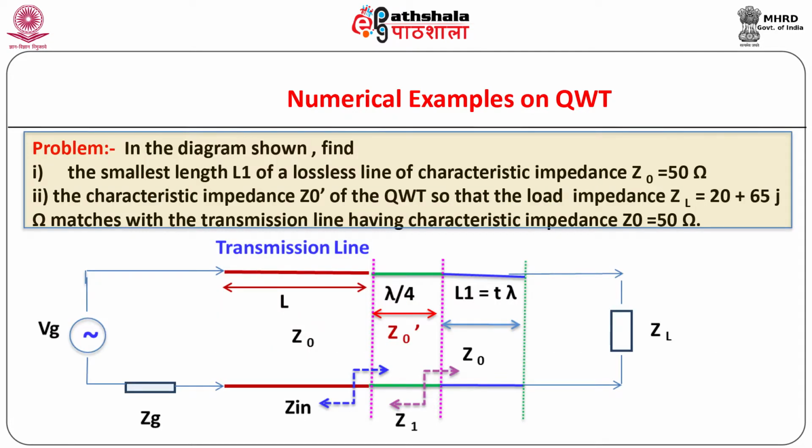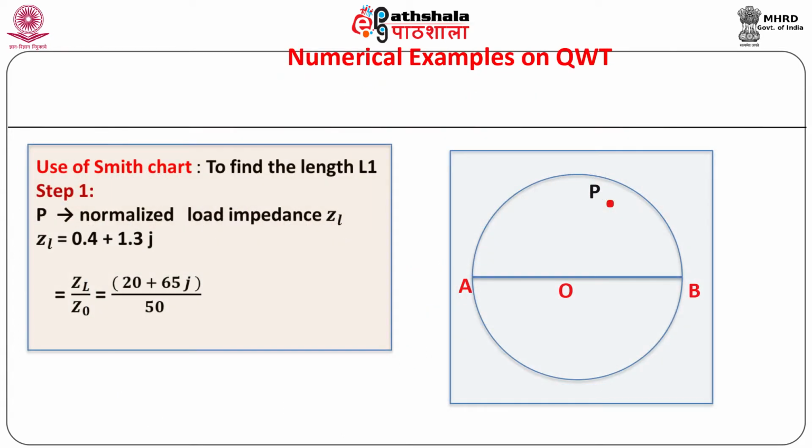Let us see one example so as to have better understanding of this technique. The problem is as shown. In the diagram, we have to find the smallest length L1 of a transmission line of characteristic impedance 50 ohm to be connected between QWT and the load, and the second is the characteristic impedance Z0 dash of the QWT, so that load impedance of 50 plus j65 ohm matches with the transmission line with characteristic impedance 50 ohm. We will use Smith chart to find the value of normalized impedance Z1 and the length L1. For this, follow the stepwise procedure as shown.